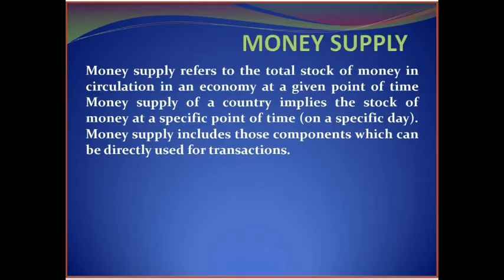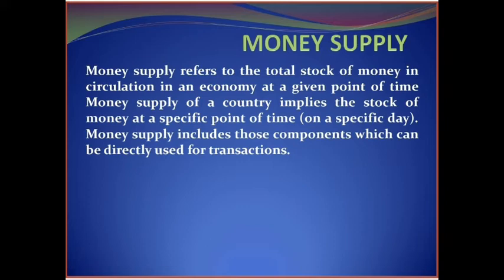What is money supply? Money supply refers to the total stock of money in circulation in an economy at a given point of time. Money supply of a country implies the stock of money at a specific point of time, that is, on a specific day. Money supply includes those components which can be directly used for transaction. So, money supply is the total stock of money in an economy at a given point of time.